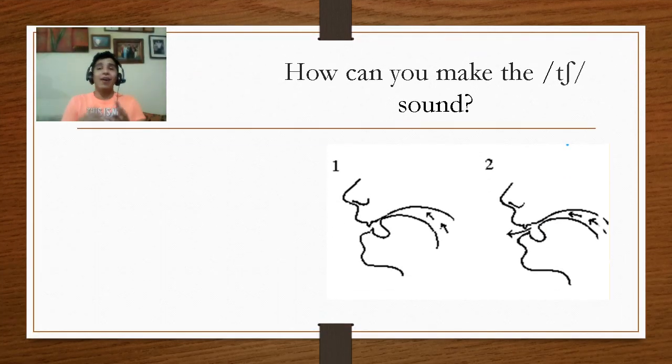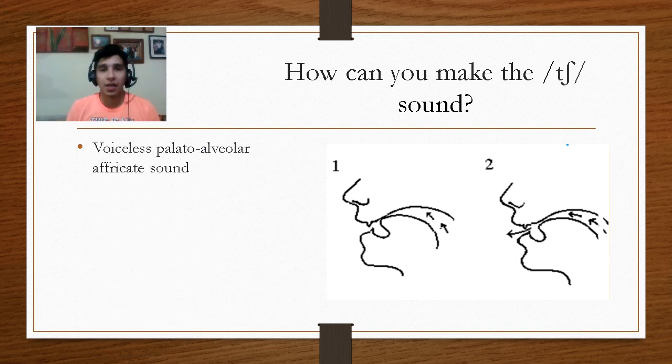Next question. How can you make the ch sound? Let's pay attention to this. As in the previous sound, this is also voiceless and palatal-alveolar. It's voiceless because the vocal cords do not vibrate, and palatal-alveolar because you use the tongue along with the alveolar ridge and the palate. Now, the difference between the two sounds is that this one is affricate. This means that the air is stopped and directed with the tongue and the sharp teeth, making turbulence. Like this.